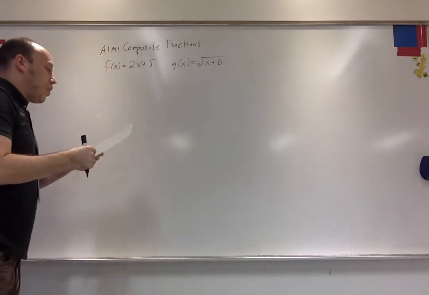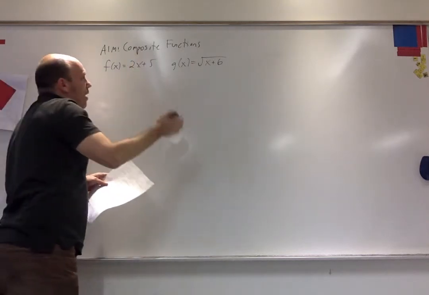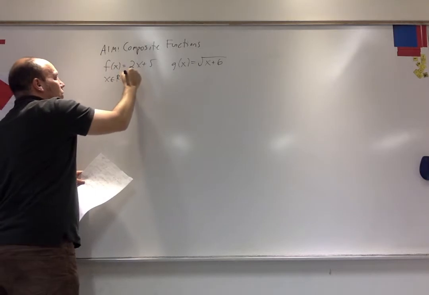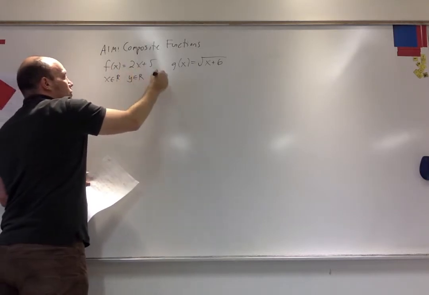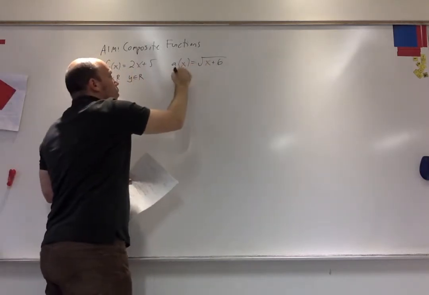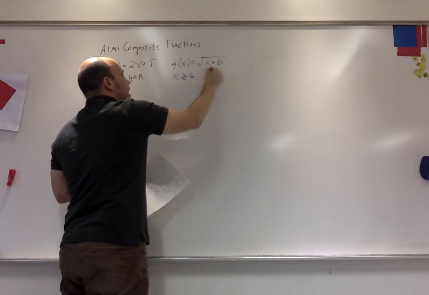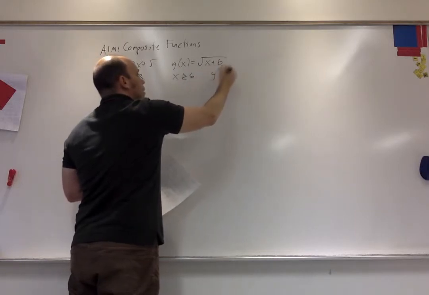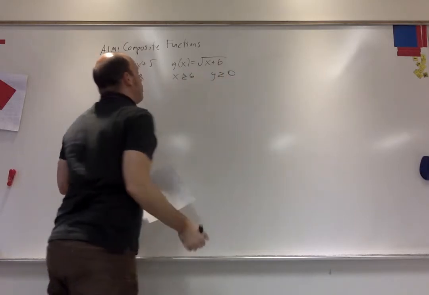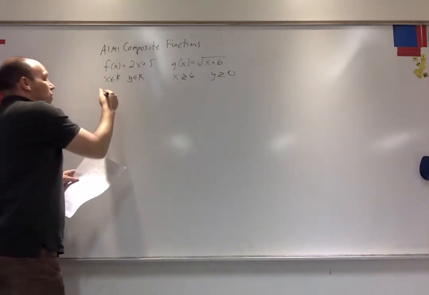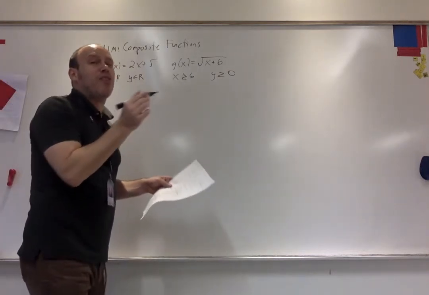And the idea is, let's just quickly recall from the last class: we know that the domain is all the reals and the range is all the reals for this one. And for g of x, what is the domain? It's x is greater than or equal to 6, and the range is greater than or equal to 0. And so you're going to be asked to evaluate the composite function.